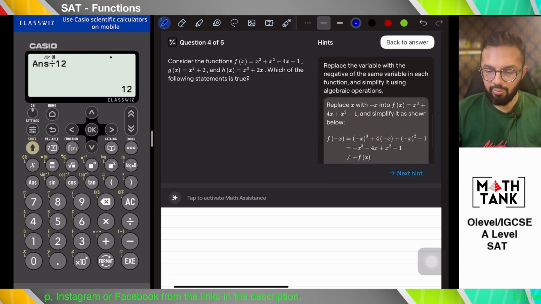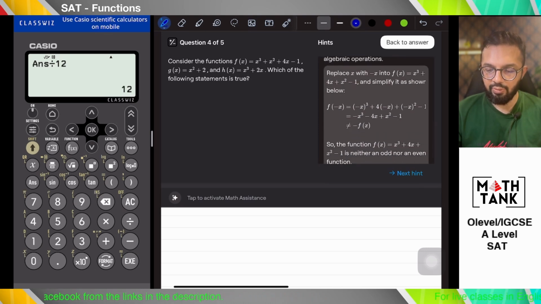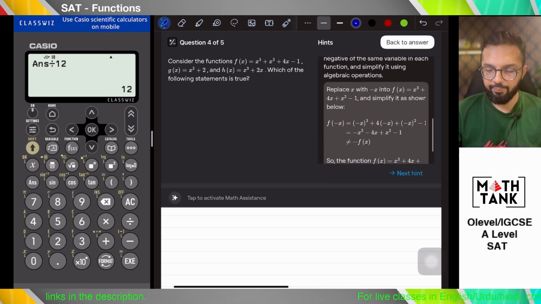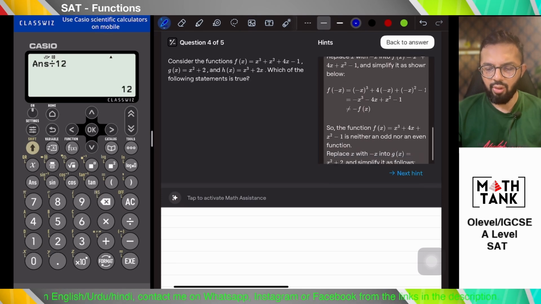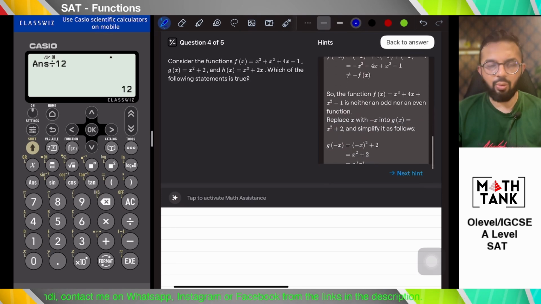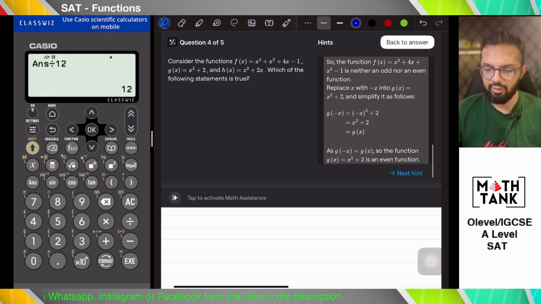Now it's a long question. I will have to replace x with minus x in each of these functions. So I've done the first one in the hints. If you can see, replace x with minus x in the first function, and you get a completely different function. So the function f of x is neither odd nor even.